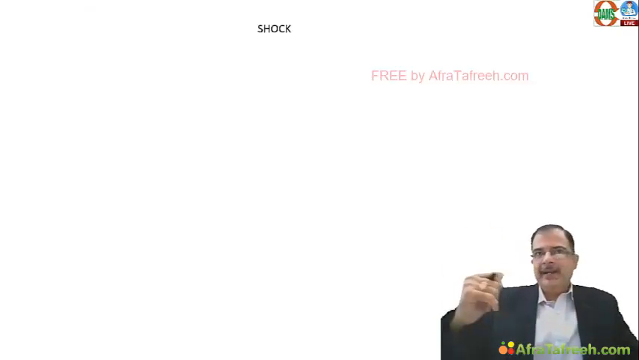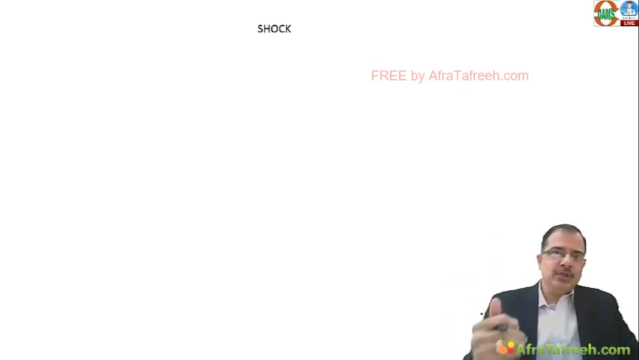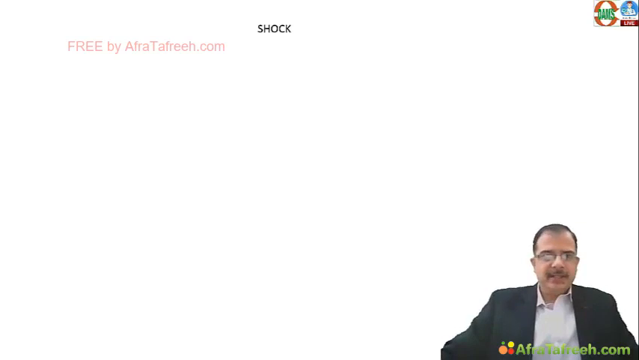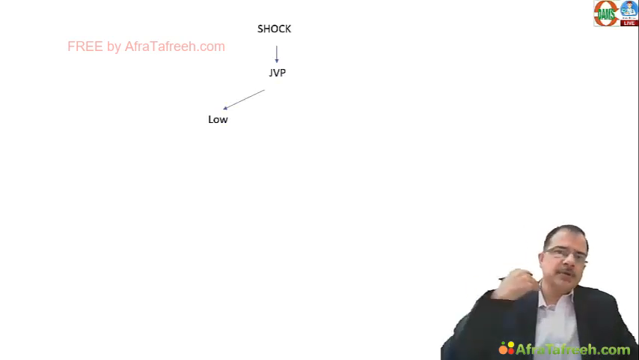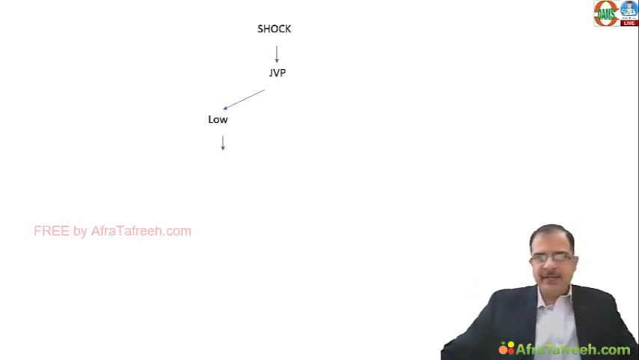Now come to the general medicine questions. The general medicine questions are on shock, and last year they asked many questions on nutritional deficiencies. So let's see shock, and of course electrolyte imbalance. In shock, look at the JVP or CVP mentioned. If it is low, look at the peripheries. Peripheries are cold or warm.